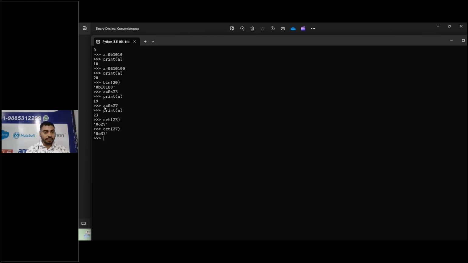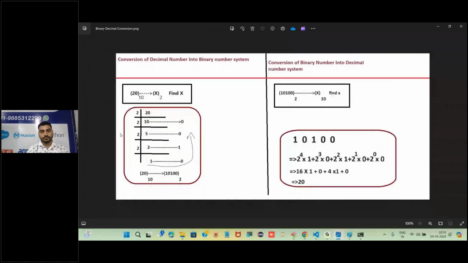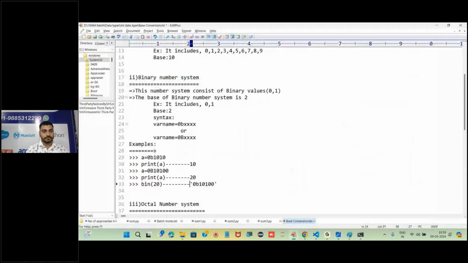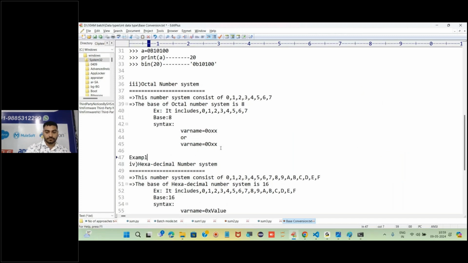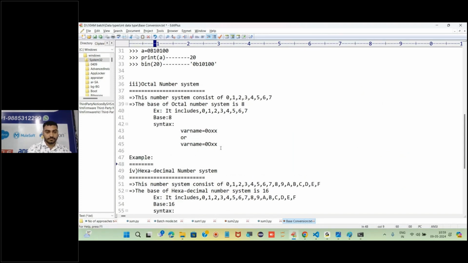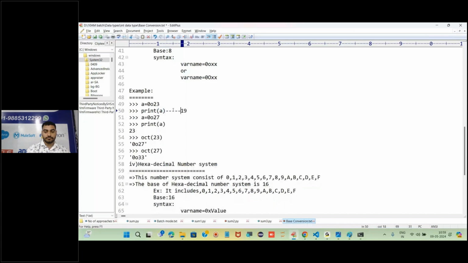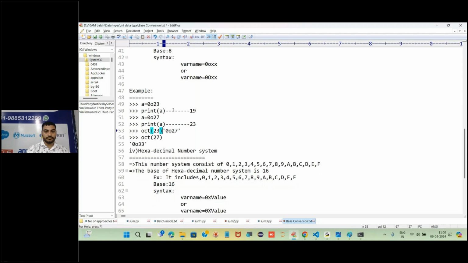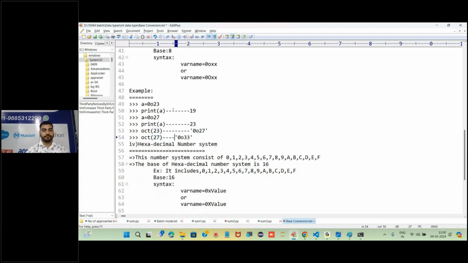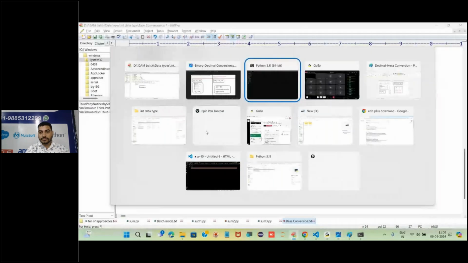Okay, so I will take this as our example here. Octal. Paste it. Fine. Okay, got it. Next is hexadecimal. Just one thing, where is the octal?